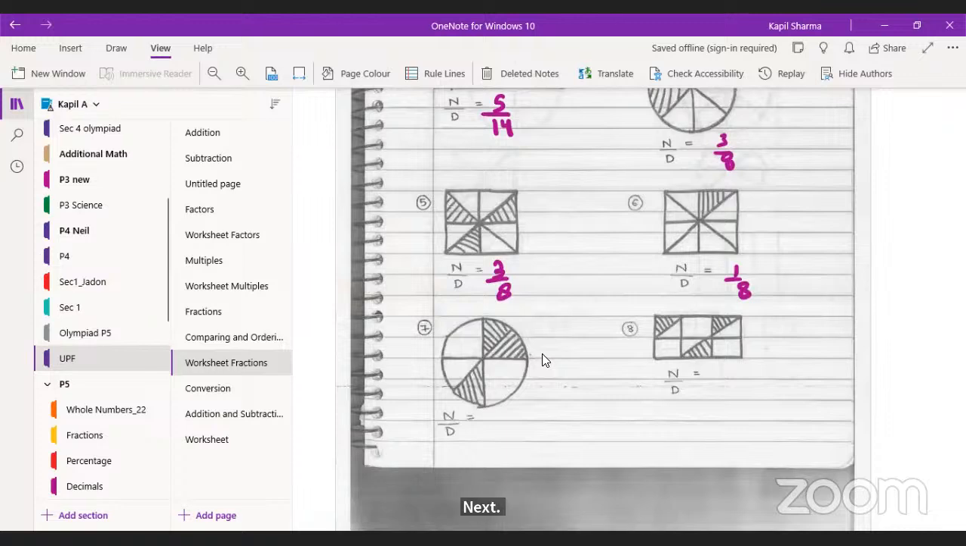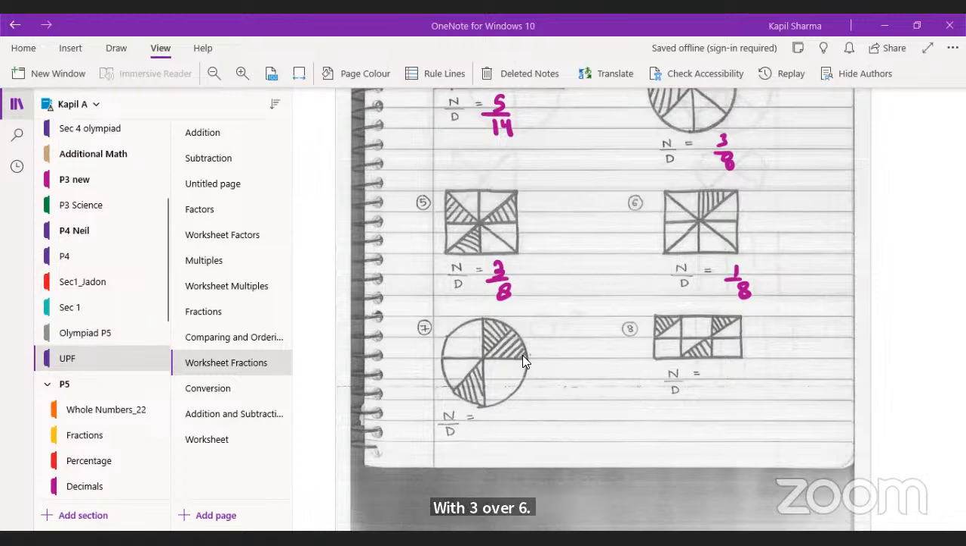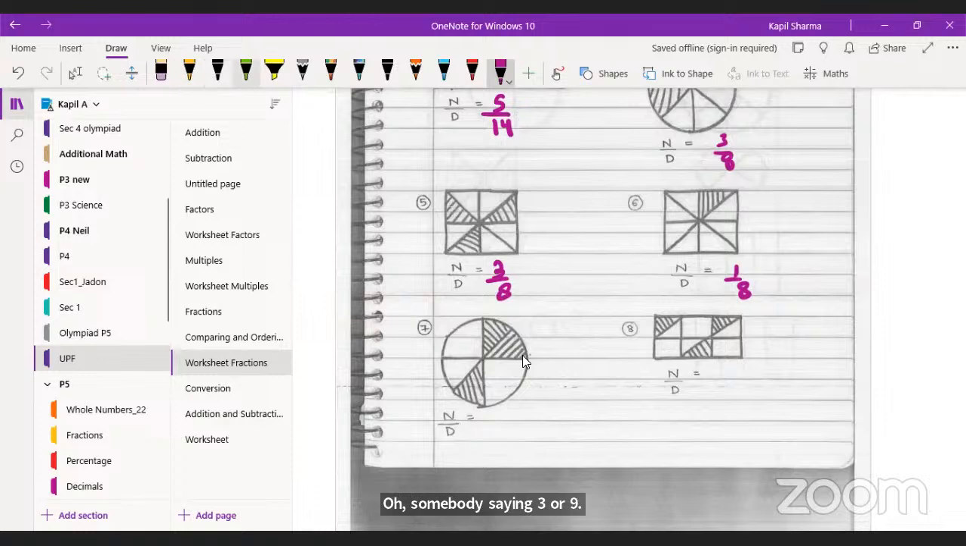Okay, here you need to be a bit careful, guys. This one is not that straightforward. Look at the diagram carefully. Now see, here you can see that the parts are not equal. So, wait. 3 over 6. Now someone is saying 3 over 9. Guys, think. I'm talking about seventh part.